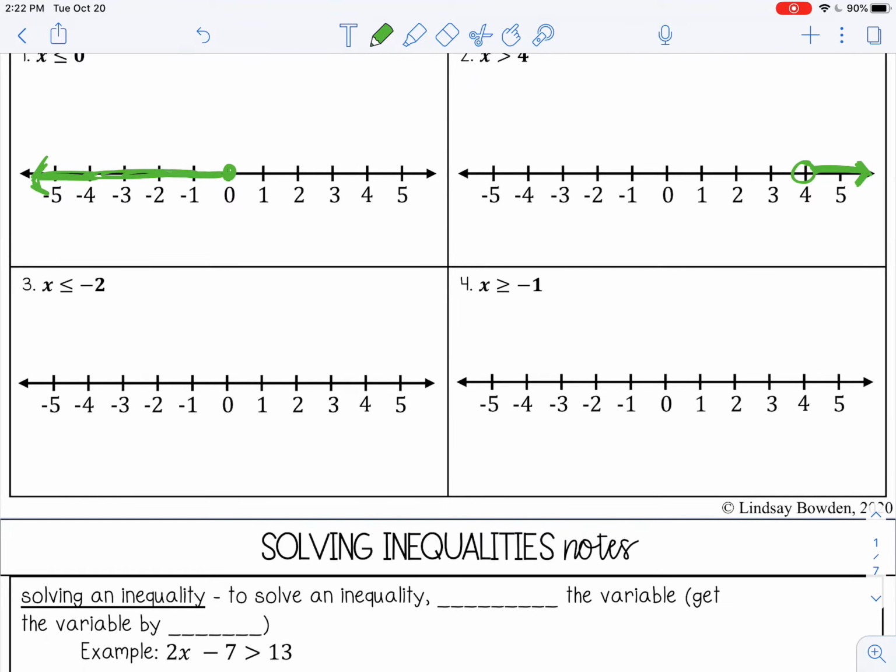So x is less than or equal to -2, that's going to be a closed circle, and we're going to shade to the left, including the arrow. And then x is greater than or equal to -1, that's a closed circle, and then all the numbers greater than -1.